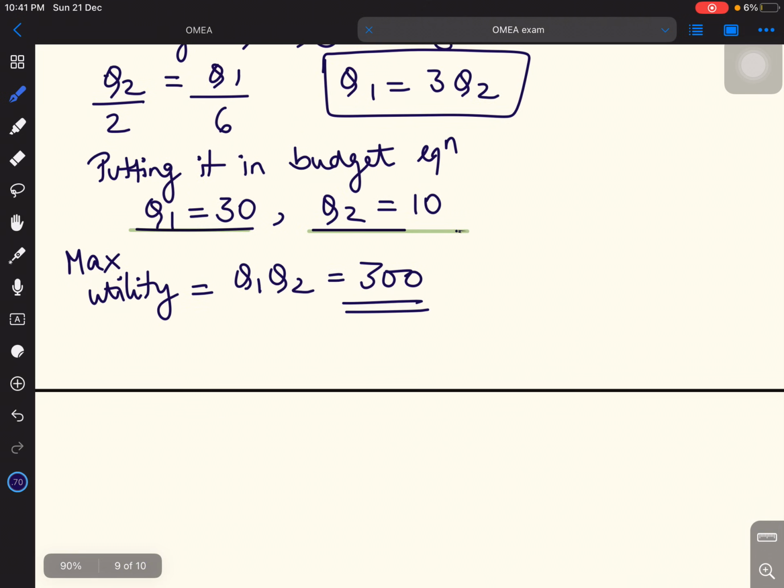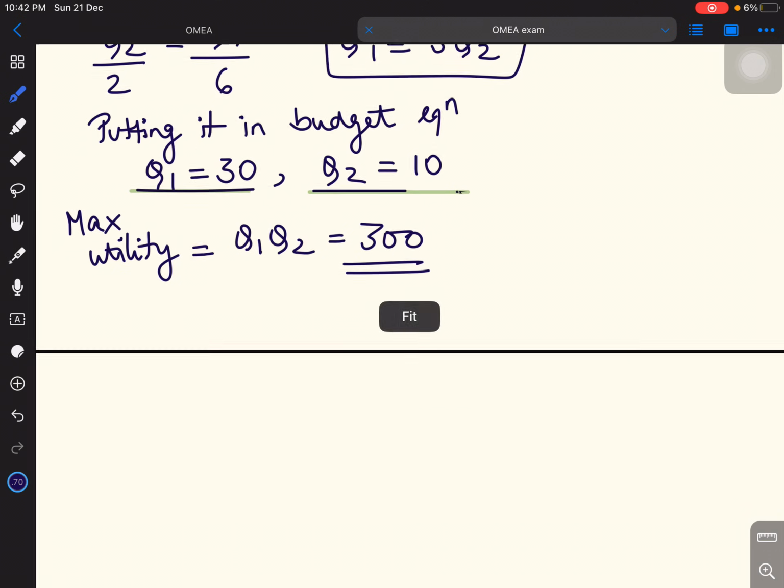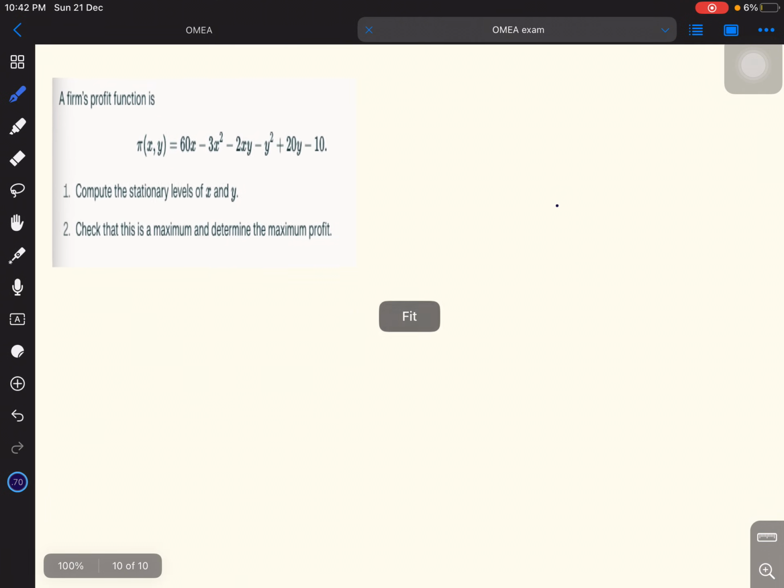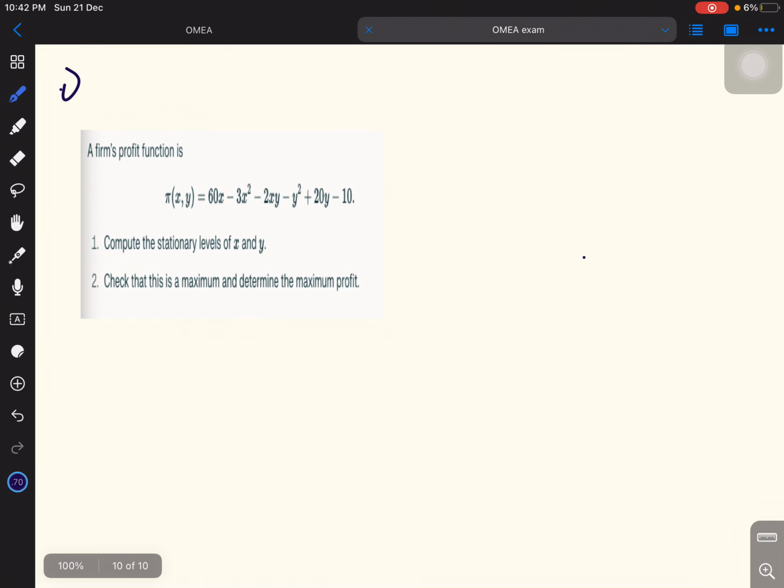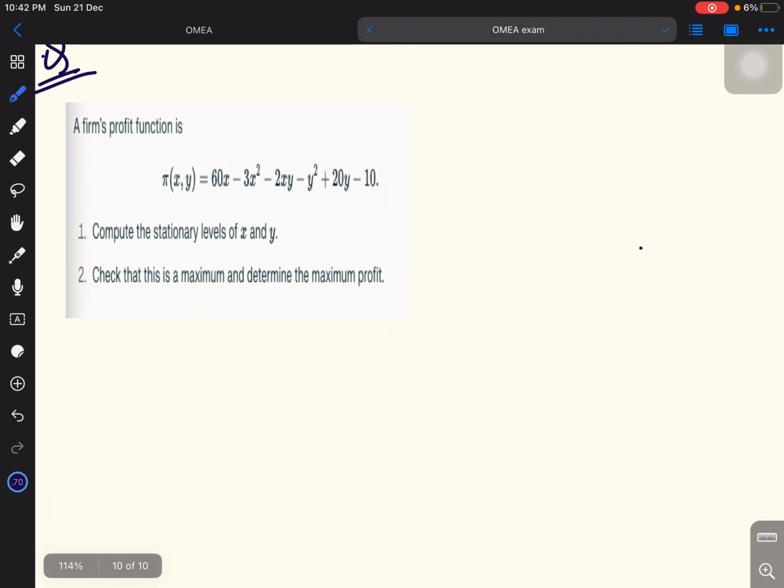Let's look at one of the other types of questions as well. Okay, let's look at this question. A firm's profit function is given to us as 60x minus 3x square minus 2xy minus y square plus 20y minus 10. We have to find the stationary levels of x and y, check whether this is a maximum value, and determine the maximum profit.